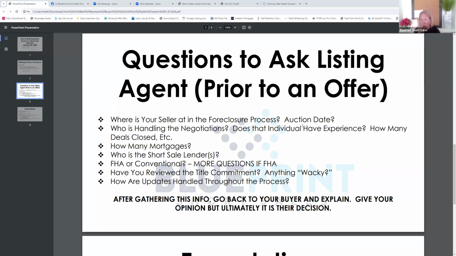So you have to just know that if you're making an offer on this property, that may or may not happen. It may not close. And if they're okay with that, then let them make the final decision. Okay.